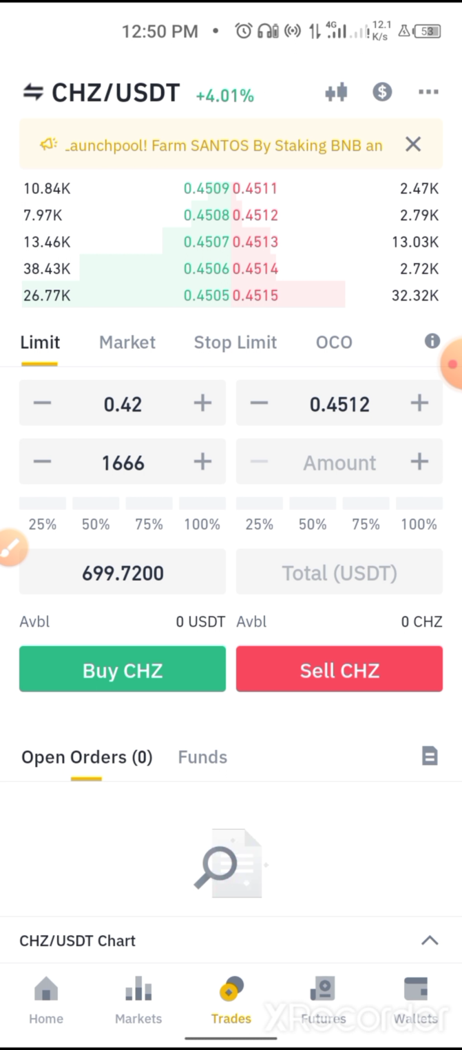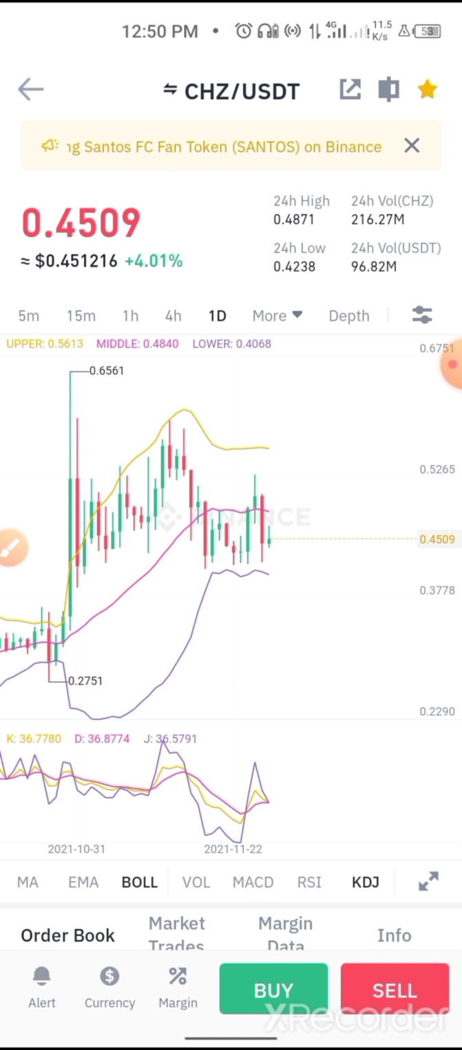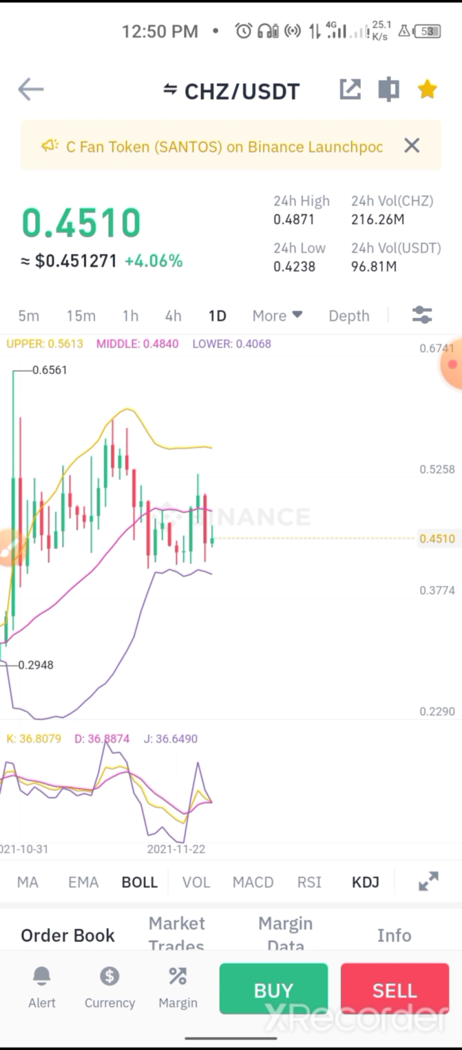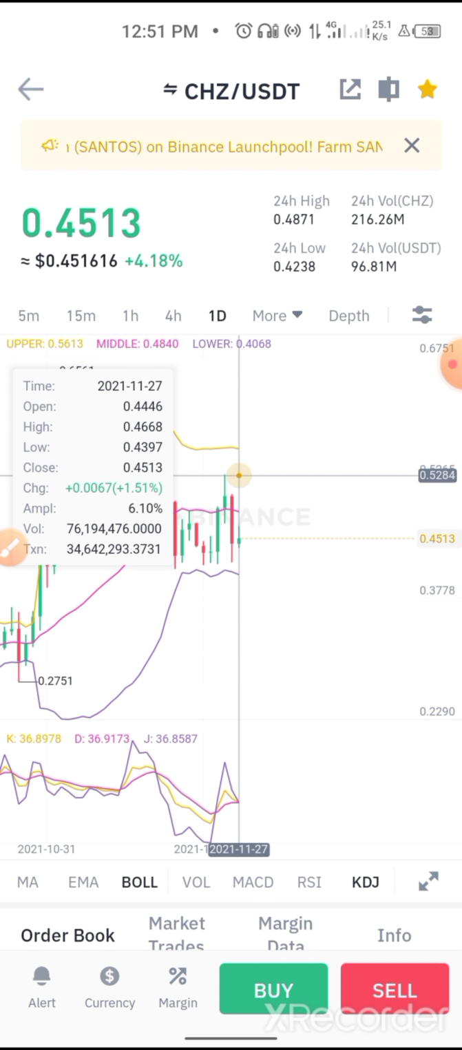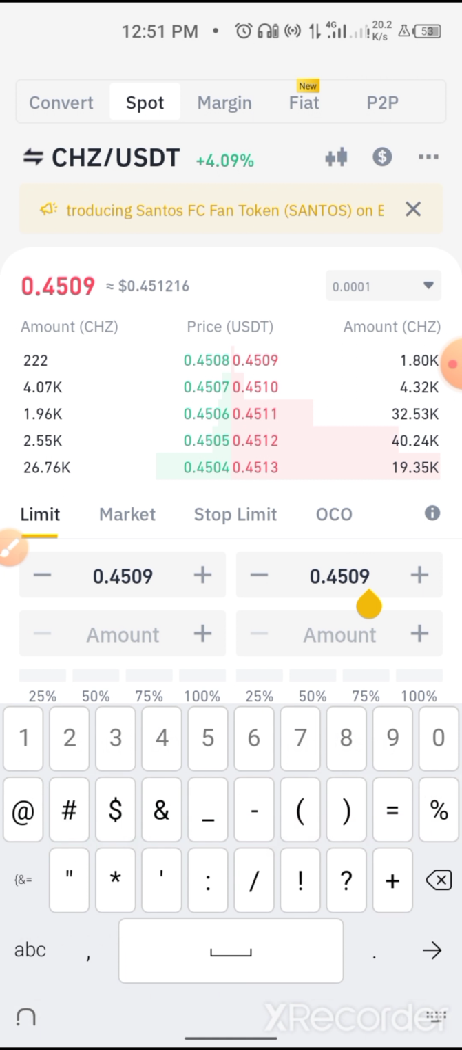Probably you want to sell at a very high price. Based on your analysis, you know that probably this is going to pump up to this extent before the end of the day. You can just come here and put your sell order, that's 0.5284. We'll come here, click on sell. We come here, remember it must be highlighted on the limit.